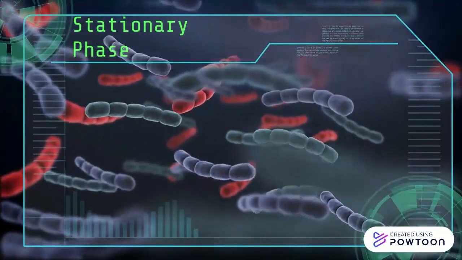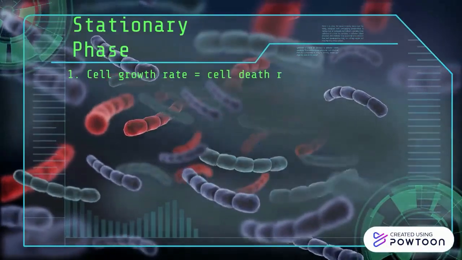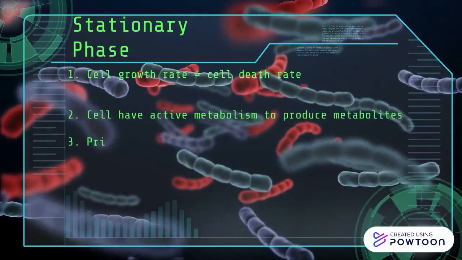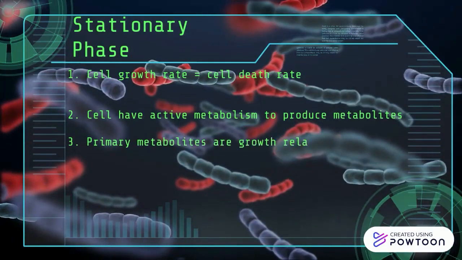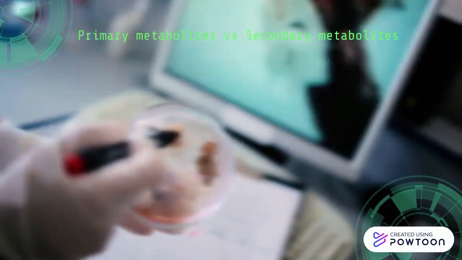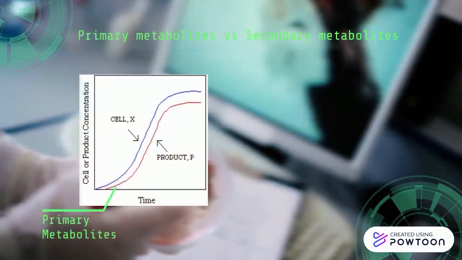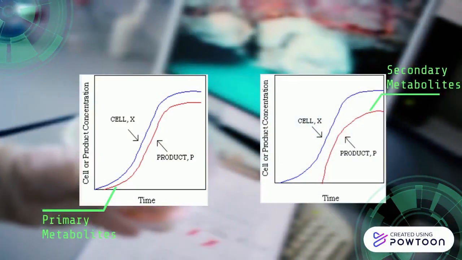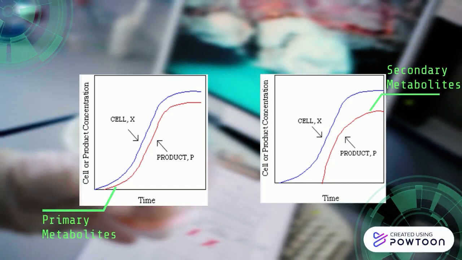In stationary phase, cell growth rate equals cell death rate. The cells also have active metabolism to produce metabolites. Examples of metabolites are ethanol and antibiotics. There are two types of metabolites, primary and secondary. The difference is that primary metabolites are produced throughout the cell cycle, while secondary metabolites only start to be produced at the stationary phase and after.